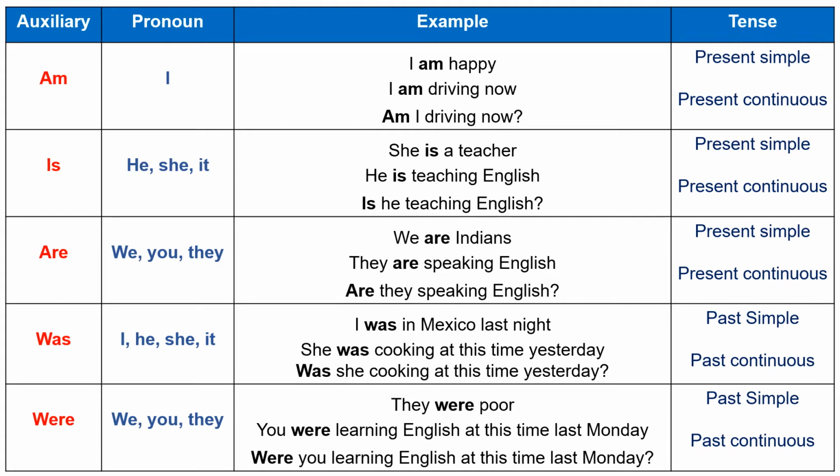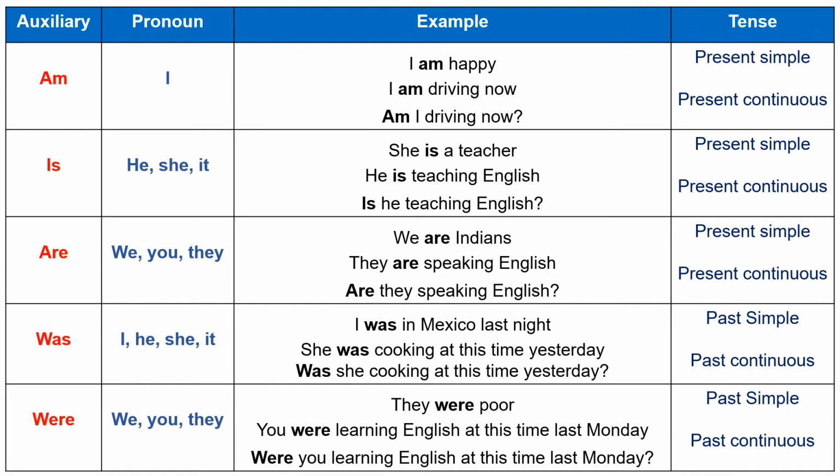First, am. Auxiliary verb am is used with pronoun I, and this verb is used in present simple and in present continuous tense. Example: I am happy. In this sentence, am has been used as a main verb, and this sentence is in present simple. Next example: I am driving now.